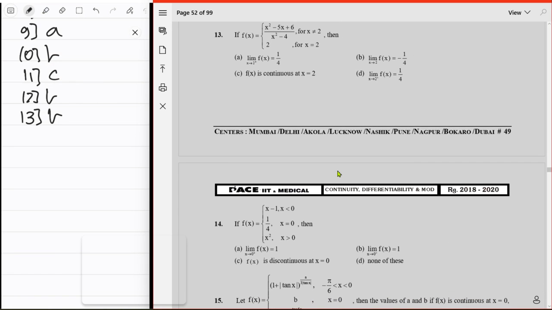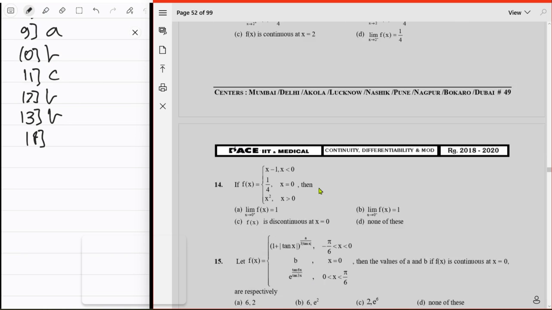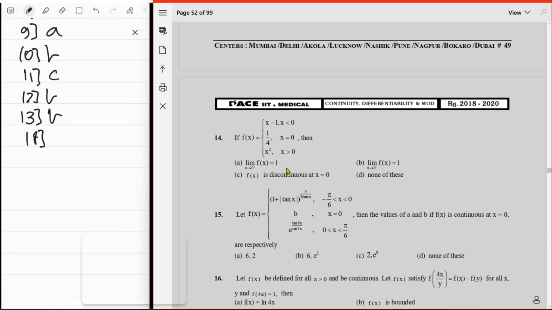Okay, next, 14th. f is this thing. So what do we want? x tends to 0. All right, so this thing is negative 1. So as x tends to 0 minus it should be just negative 1. When it tends to 0 plus, it should be 0. So both these things are wrong, and of course it's discontinuous because these two don't match. So C.